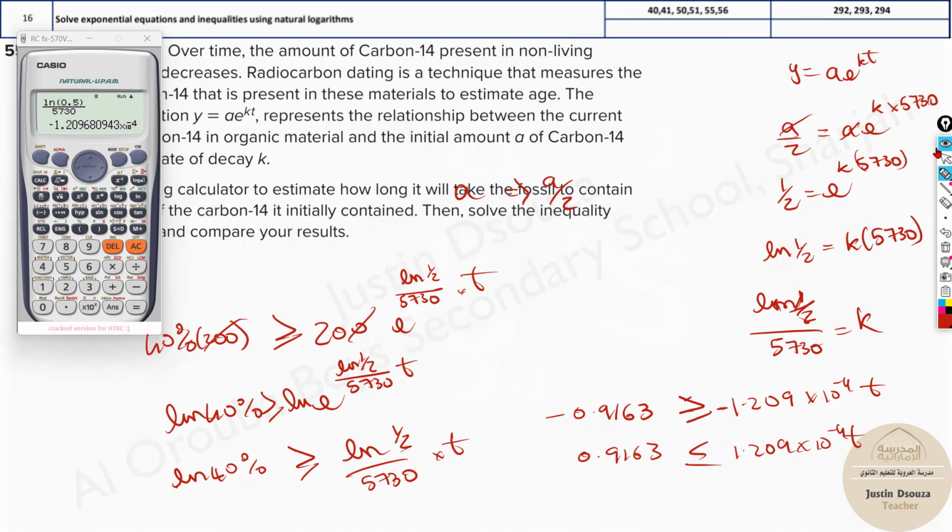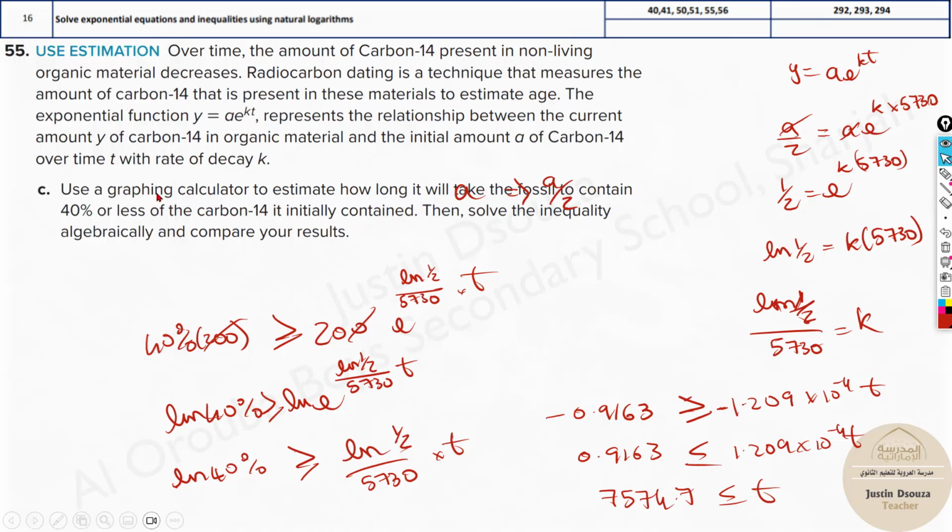Now just divide here in the calculator. Now this must be positive, so I'll just multiply with minus 1. So now I can directly use this as the answer, 0.9163 divided by the answer, it's already saved. So the answer is 7574.7. Now time must be more than or equal to 7,574 years. Only then it will decay more than 40%. It will be 40% or less.